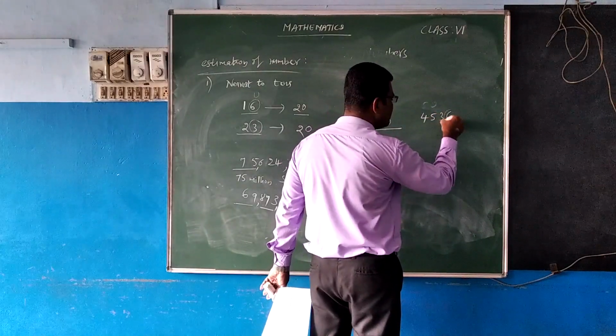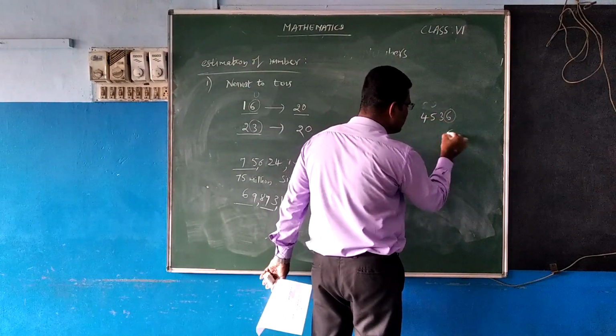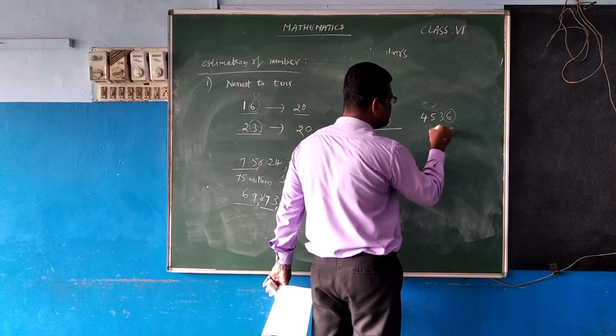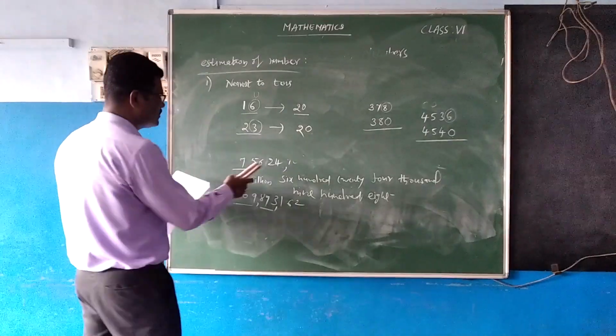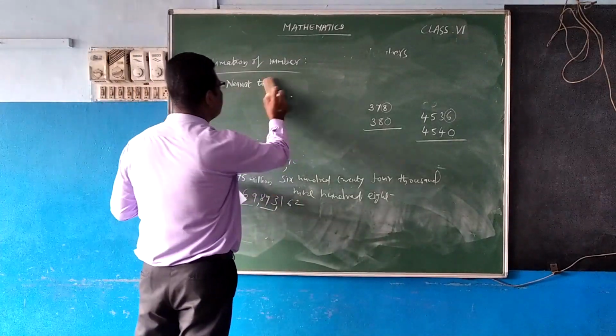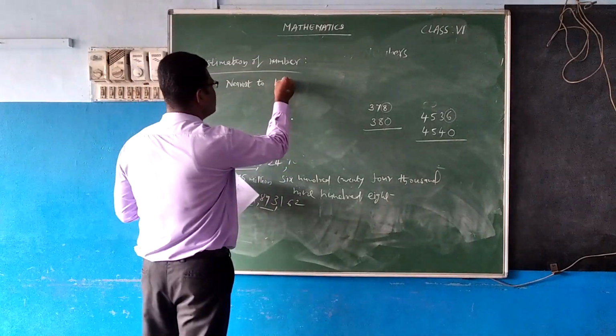If it is 4, 5, 3, 6, look at the last digit. Unit place is more than 5. Make it as 0 and this increases by 1. We keep this as it is. It's called nearest tens. What about nearest hundreds?